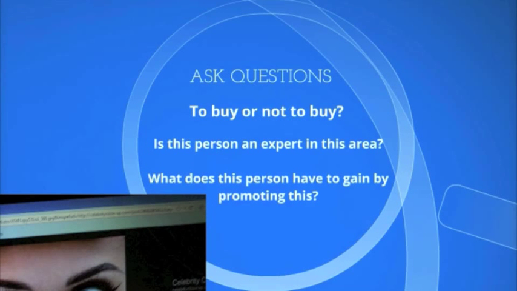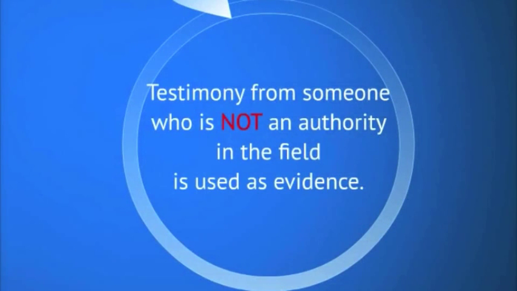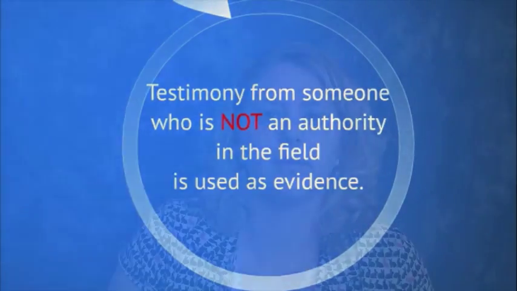Although it is possible that Proactive may end up working miracles on your skin, in this case, before making a decision, perhaps a better person to consult with would be a dermatologist. False use of authority occurs when testimony from someone who is not an authority in the field is used as evidence. Let's take a look at another example.